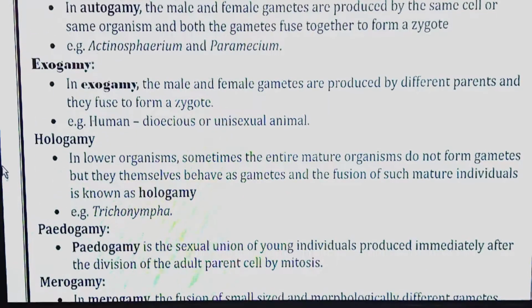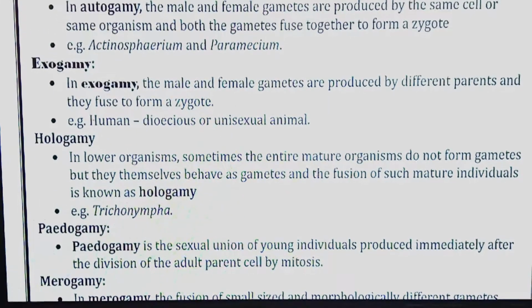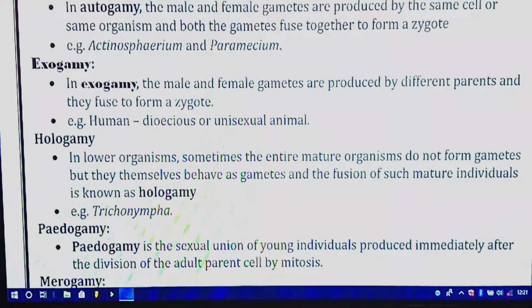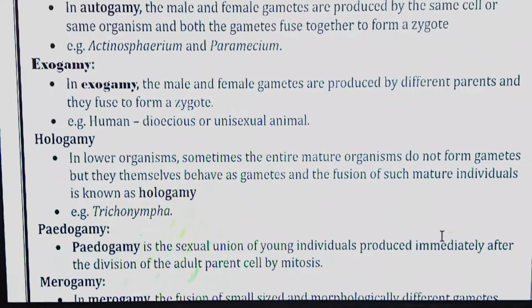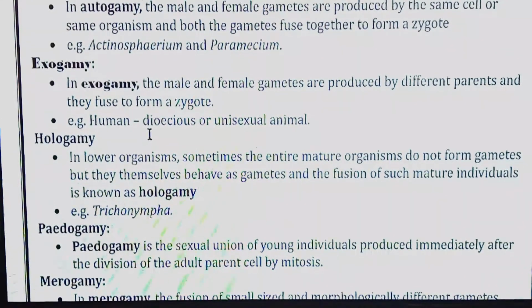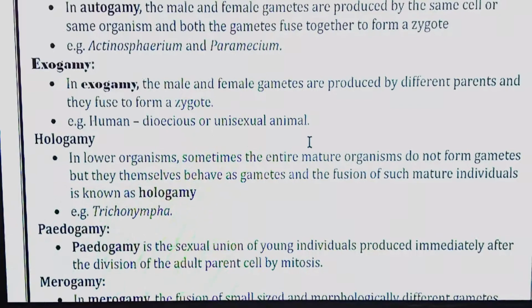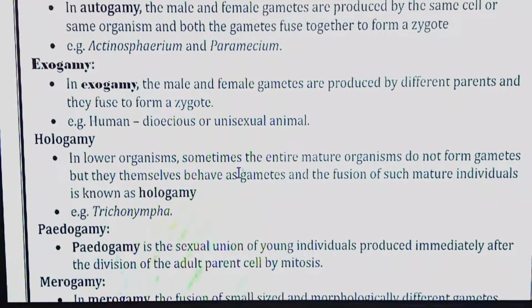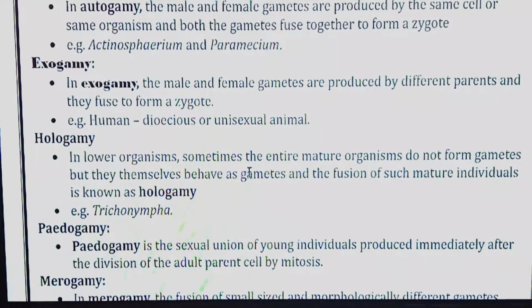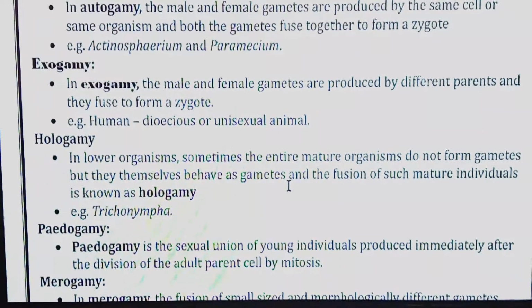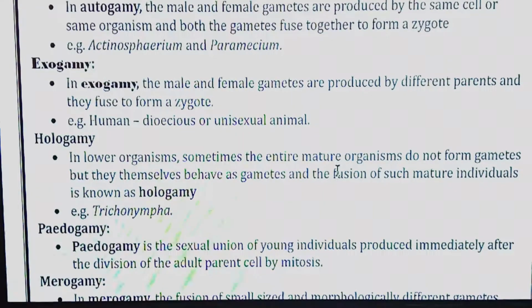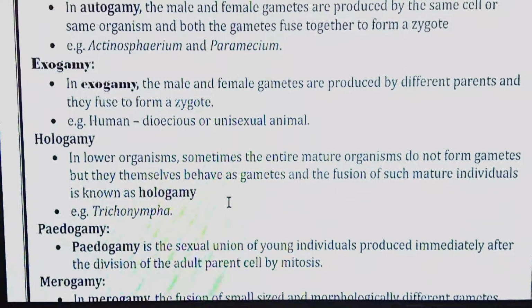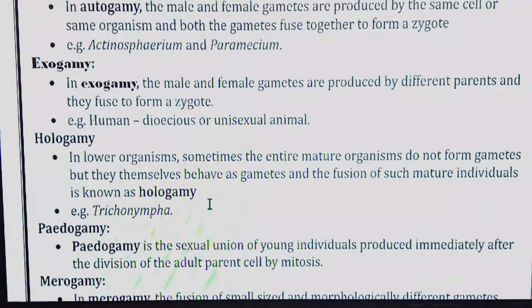So what is exogamy? In exogamy, male and female gametes are produced by different parents, male parent and female parent, and they fuse. This is called exogamy. Example, human beings, who are dioecious, unisexual animals. Next one is hologamy. Here in the lower organisms, sometimes the entire mature organism does not form gametes, but they themselves behave as the gamete. So fusion of this whole mature individual is called hologamy. This happens in the case of Trichonympha.